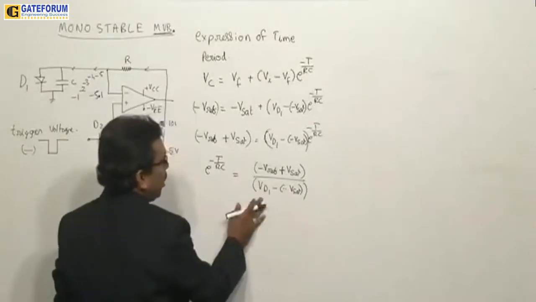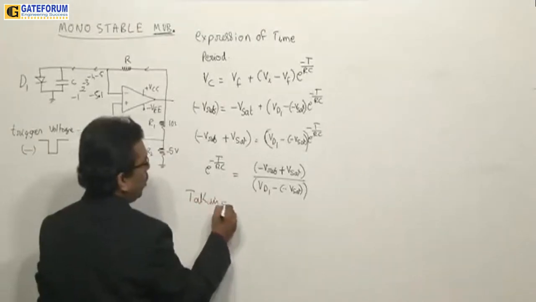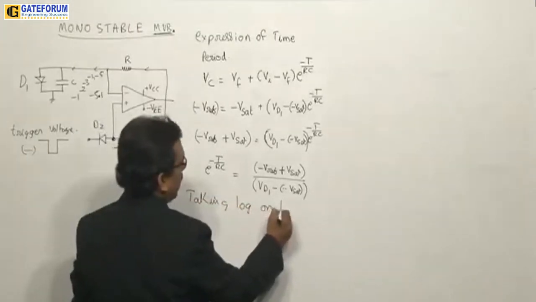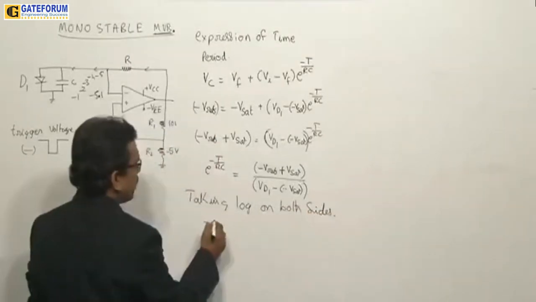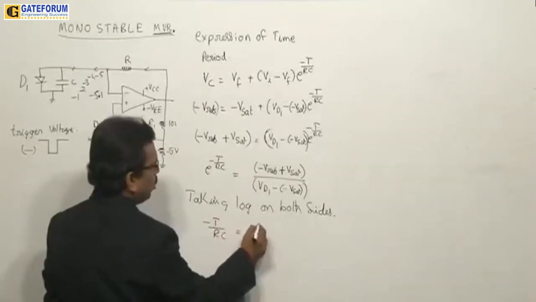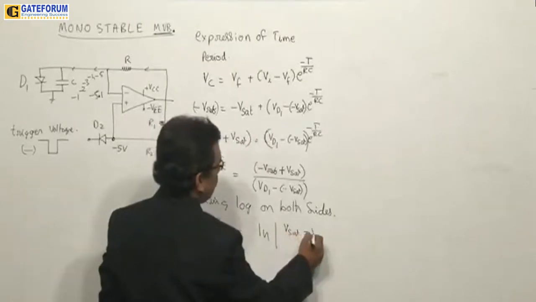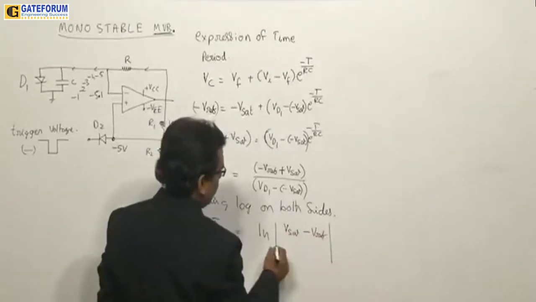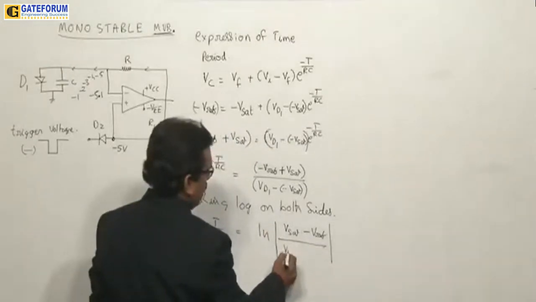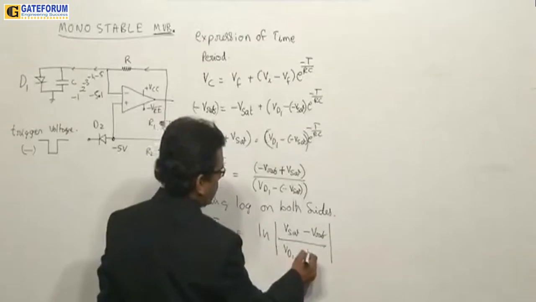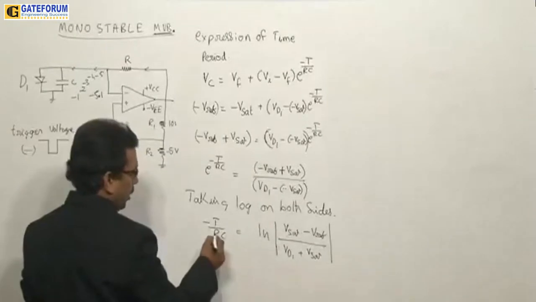Now let us try to write the source values. Here minus V reference I have. Now let me take log function on both sides. Taking log on both sides, I get minus t by RC is equal to ln of Vsat minus V reference, whole divided by VD1 plus Vsat. You can take it here.